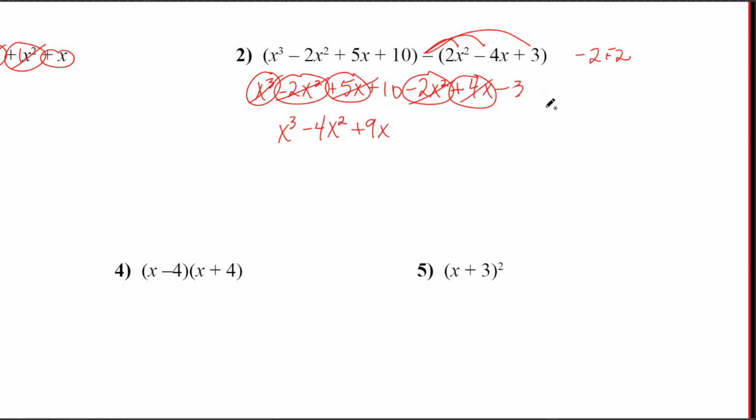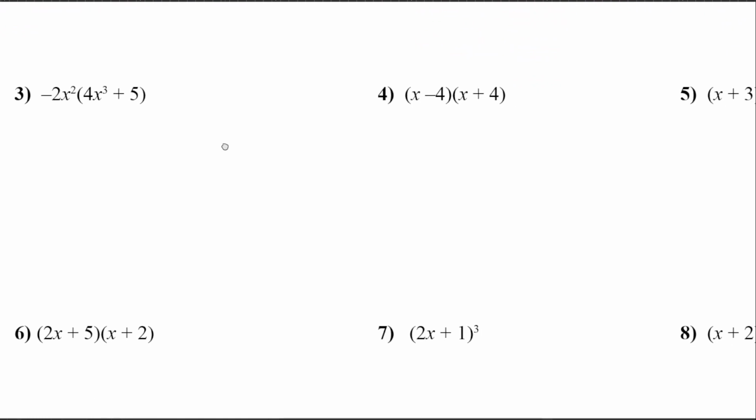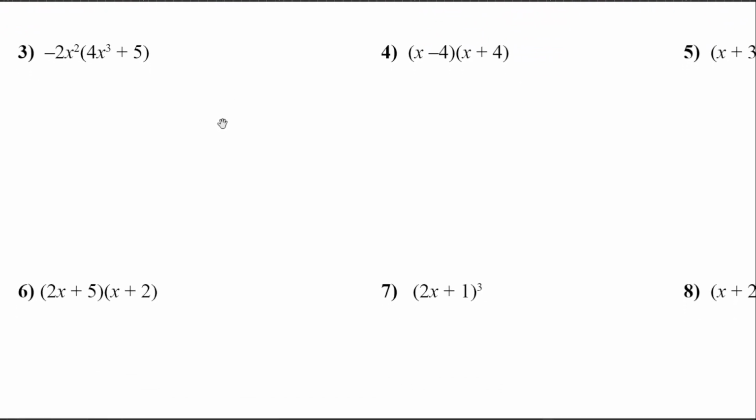But this one, these regular numbers, or we call them constants, we have to add those together. This is a positive 10 and a minus 3. So it's just 10 minus 3, which is a plus 7, and that's your answer for number 2. Pretty simple, I think. Now we get a little bit more complicated. But what we just did right there, we're going to apply down here as well on a couple of these.